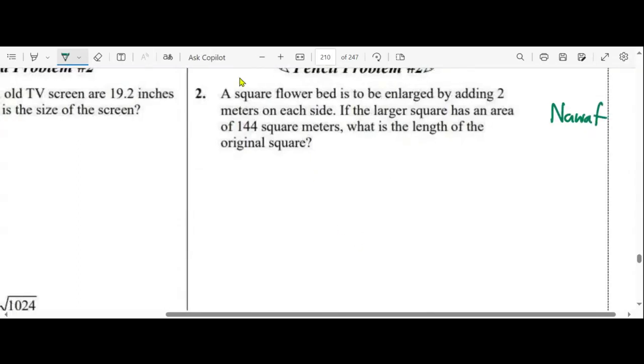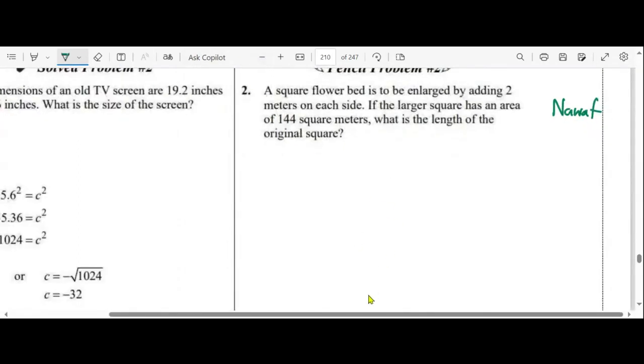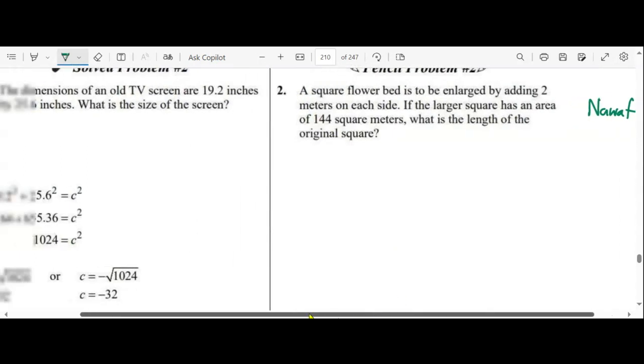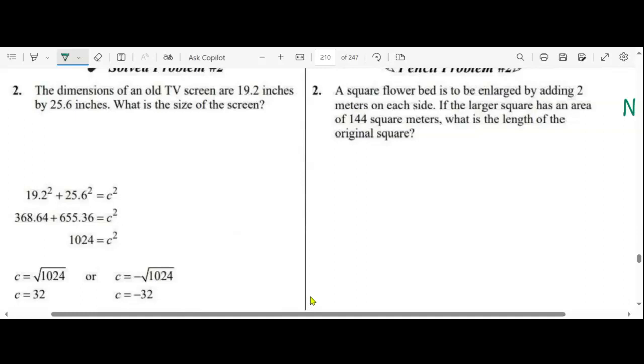A square's width is increased by adding 2 meters on each side. The larger square has an area of 144 square meters. What is the side length of the original square?